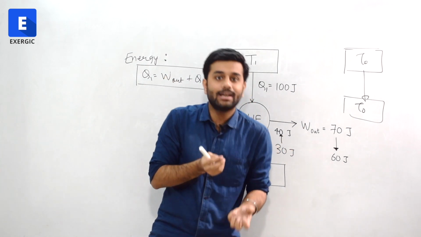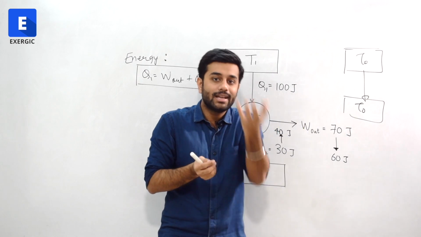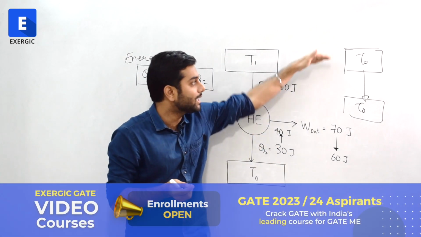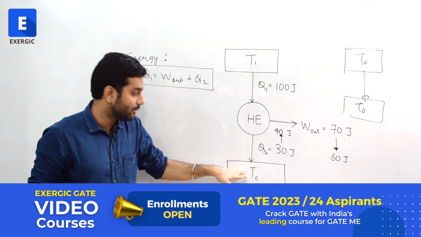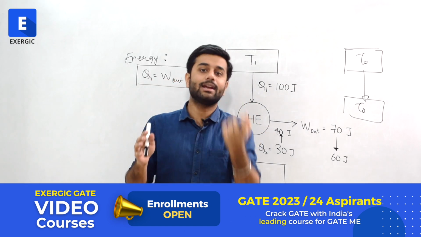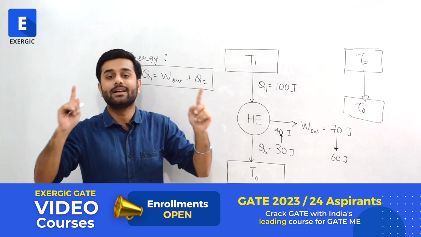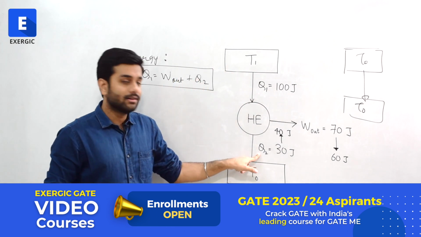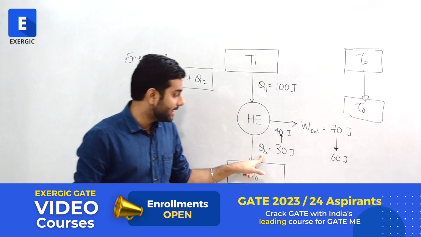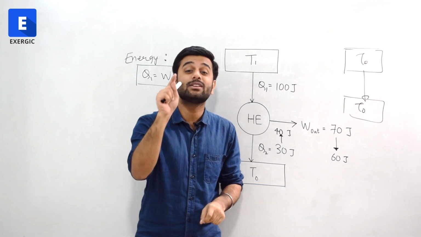To extract work, you need heat transfer. And for heat transfer, you need a temperature difference. This heat is already at minimum temperature. You cannot have any heat transfer or work extraction, not even hypothetically. That is why the available energy of this heat is always going to be zero.